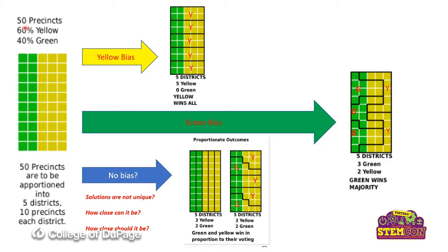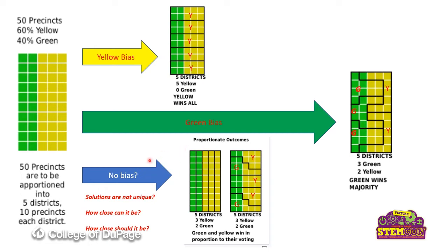As an example, suppose we have 50 precincts. 60% are of the yellow political party and 40% are of the green political party. And these 50 precincts are to be apportioned into 5 districts with 10 precincts in each district. Suppose that the yellow party gets to draw the picture. Well, they may draw it this way, where they draw horizontal lines, and you see that yellow will win all 5 districts. If the green party gets to draw, they may draw more irregular shapes, but they can configure things so that green wins 3 districts, and yellow wins 2.